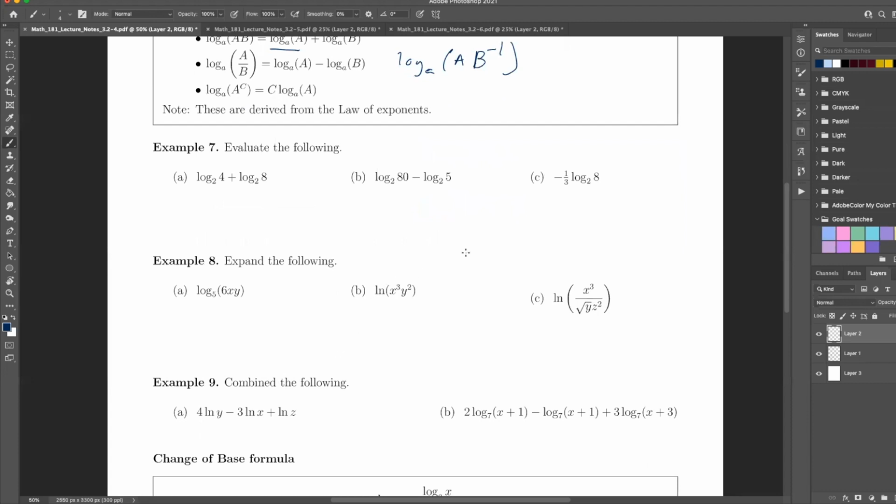I want to use my log rules to evaluate these things. So let's go ahead and do this. Here I have log base 4 and log base 2 of 8. And so this is the same as log base 2 of... let me not skip steps... 4 times 8. 4 times 8 is log base 2 of 32.